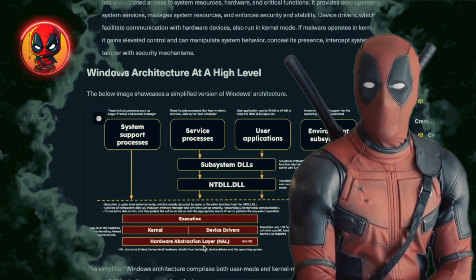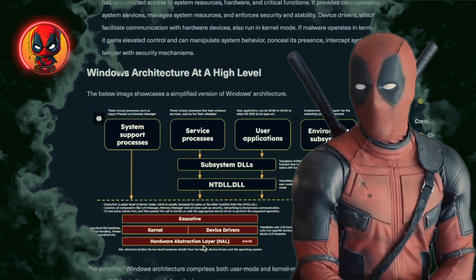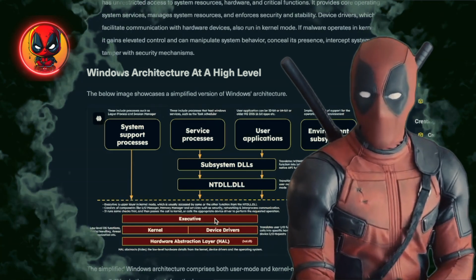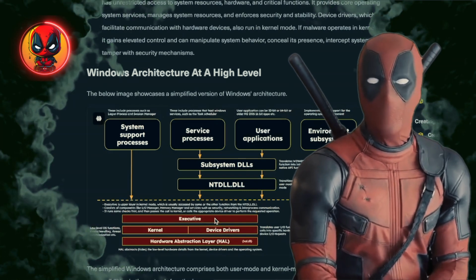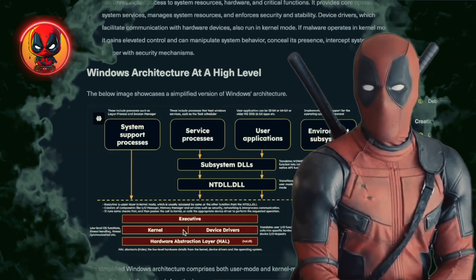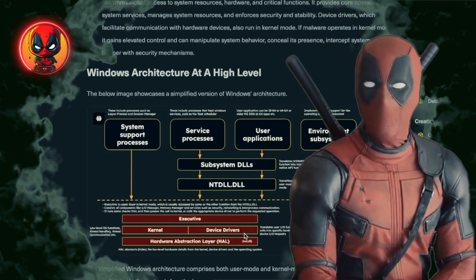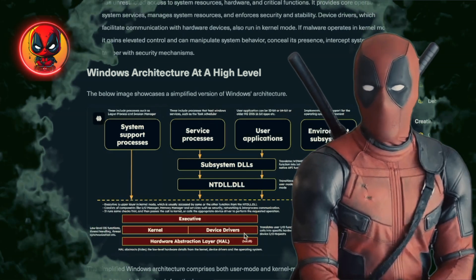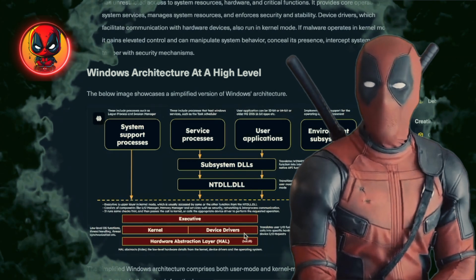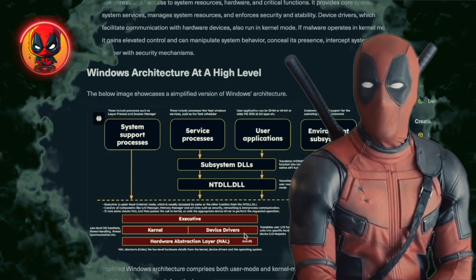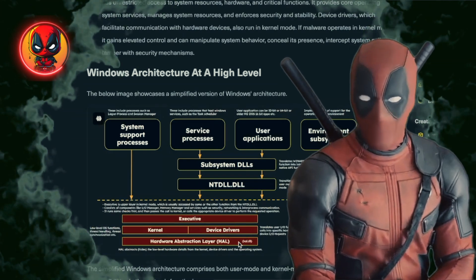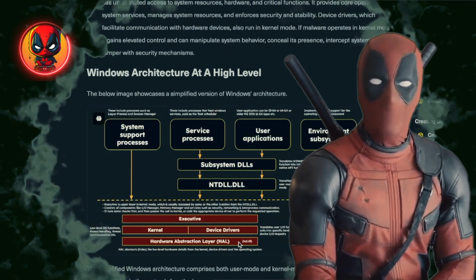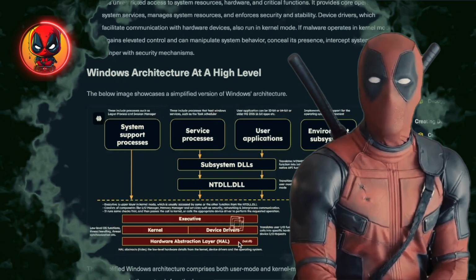Detailed view. At the bottom of the diagram, we see the executive components. Kernel manages fundamental OS operations and ensures everything runs smoothly. Device drivers facilitate communication between the OS and hardware devices. HAL, hardware abstraction layer, hides hardware specifics from the rest of the OS, making it easier to support different hardware platforms.